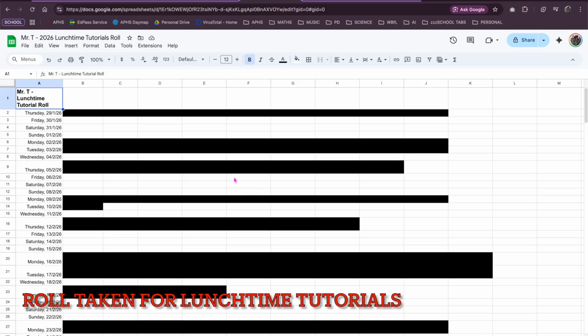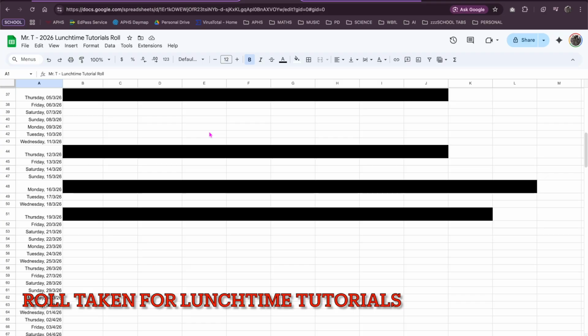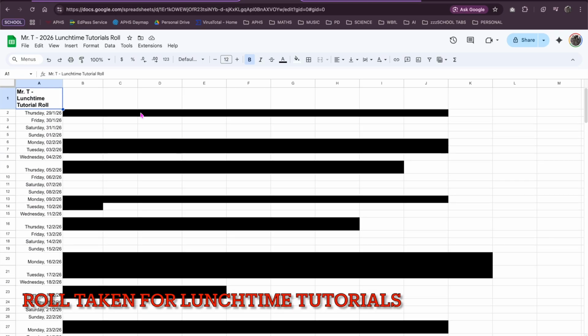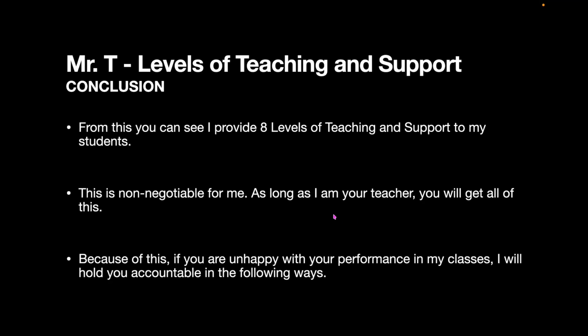I take a roll for these tutorials so I can track who attends. So you can see this is the roll so far for 2026. Obviously I'm not going to show you people's names, to keep it anonymous. Hopefully from this you can see I provide 8 levels of teaching and support to my students. This is non-negotiable for me. As long as I'm your teacher, you will get all of this.